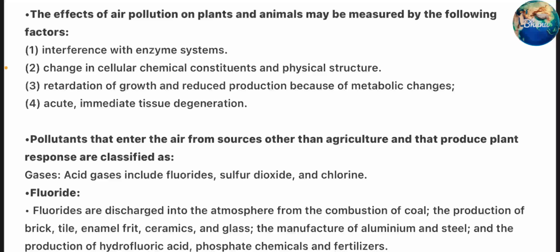The effects of air pollution on plants and animals may be measured by the following factors: interference with enzyme systems, change in cellular chemical constituents and physical structure, retardation of growth and reduced production because of metabolic changes, and acute immediate tissue degeneration. Pollutants that enter the air from sources other than agriculture and that produce plant response are classified as gases. Acid gases include fluorides, sulfur dioxide and chlorine.